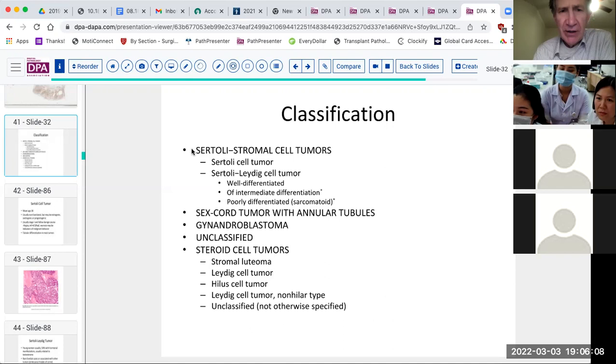So last time we talked about granulosa cell tumors and the fibrothecoma tumors and some of the variants on that, such as the microcystic stromal tumor and so forth. Today we will talk about the Sertoli tumors, Sertoli cell tumor, Sertoli-Leydig tumor, sex cord tumor with annular tubules, and to some degree, we'll touch on the gynandroblastoma and steroid cell tumors as well. There also are some tumors that do not fit into one of these categories. And in that circumstance, we call them sex cord stromal tumor unclassified. So there still is a group of non-specified tumors in this category.